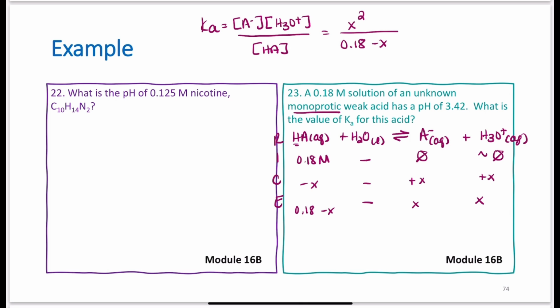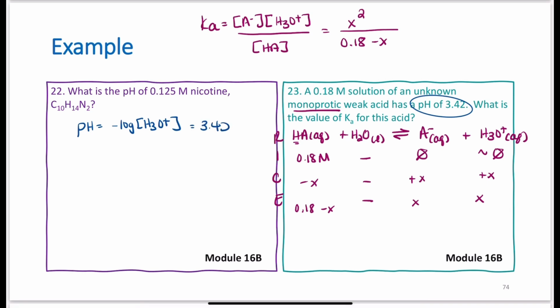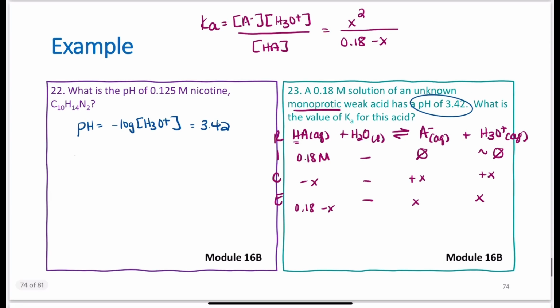So instead, what I do is I take advantage of the other piece of information this question has. This question is telling me what other piece of vital information? pH of 3.42. Remember what pH is. pH, the negative log of the H3O plus concentration. This equals 3.42. That means I can undo that. That means that my H3O plus concentration is equal to 10 to the negative 3.42, which is 3.8 times 10 to the negative 4 molar. Remember, this is in a log form, so these are the 2 sig figs.